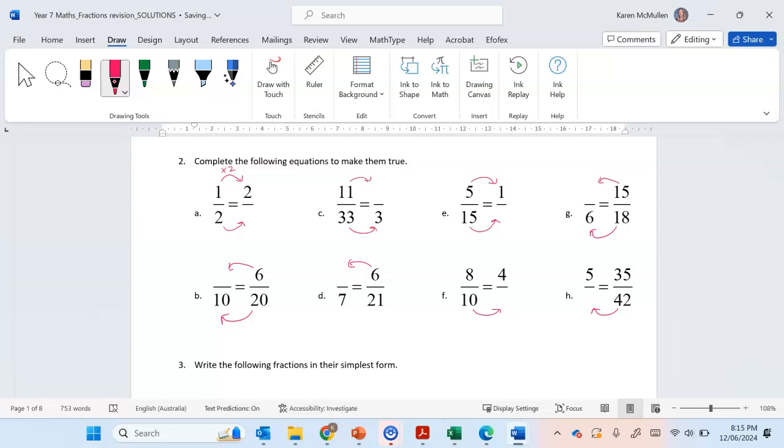If you're going from a bigger number to a smaller number, you are dividing. So in this case, we are multiplying because we're going from 1 to 2. Whatever I do to the top, I've got to do to the bottom. So 1/2 is the same as 2/4.